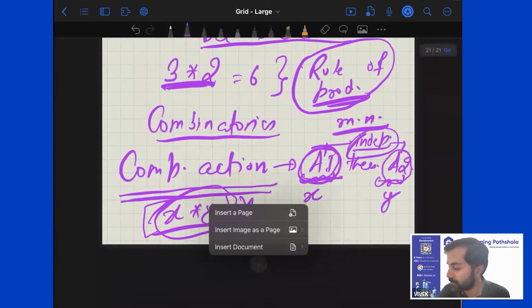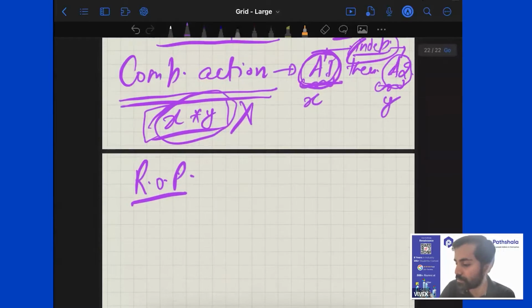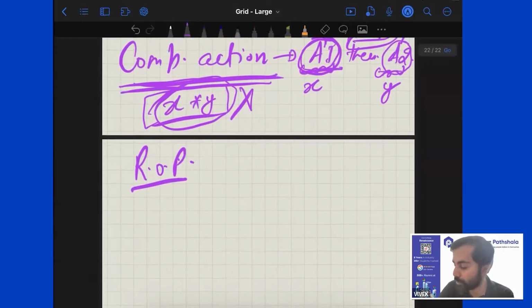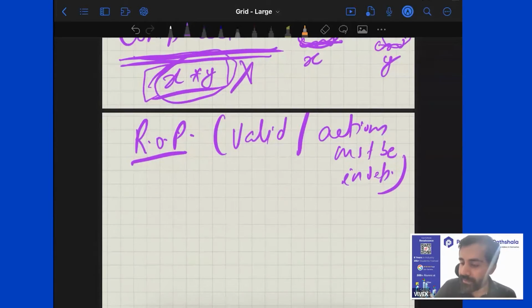So far, all that we have learned is rule of product. What is rule of product? That is already written over here. Now for rule of product to be valid, the important thing is that all the actions must be what? Independent of each other. Okay? It was just a bit of combinatorics around it.